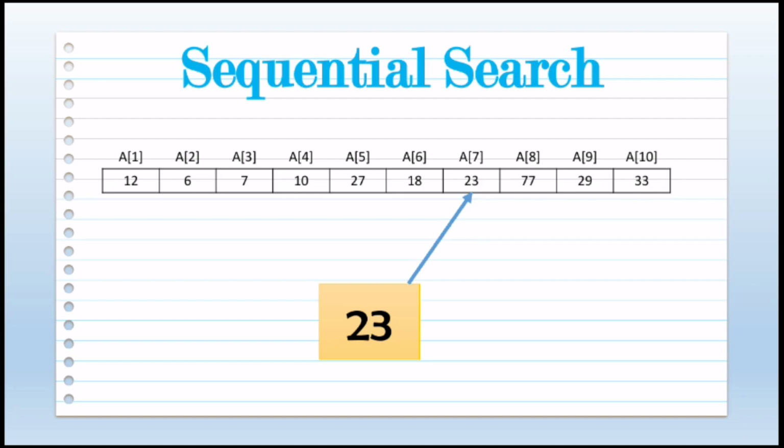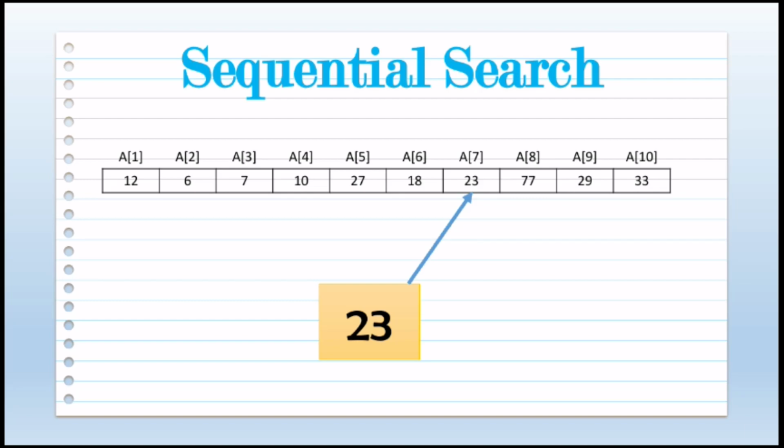That means our searching element is present in the list and it is at the 7th position. Because our searching element is present at the 7th position, there is no need to check further elements. So we can stop here itself. This technique of searching for an element in a sequential manner is called sequential search.